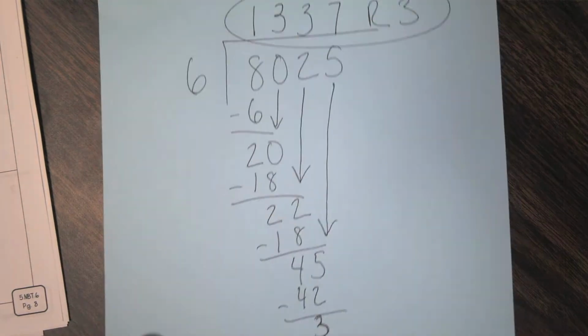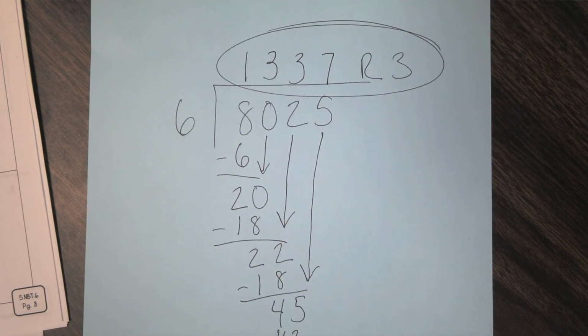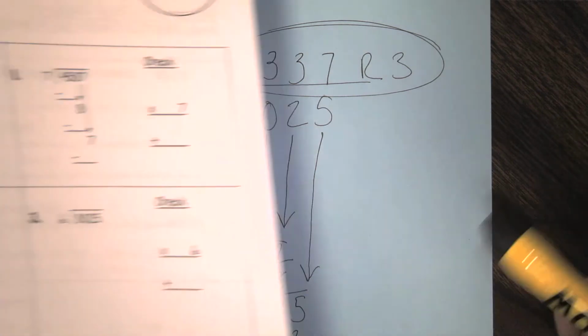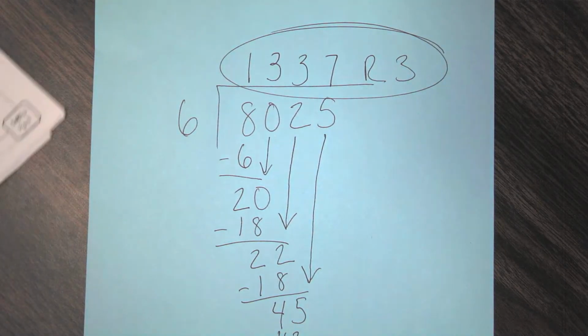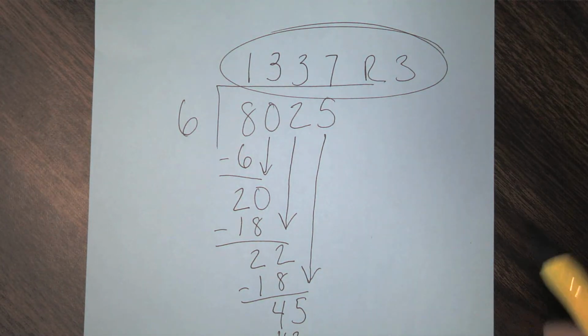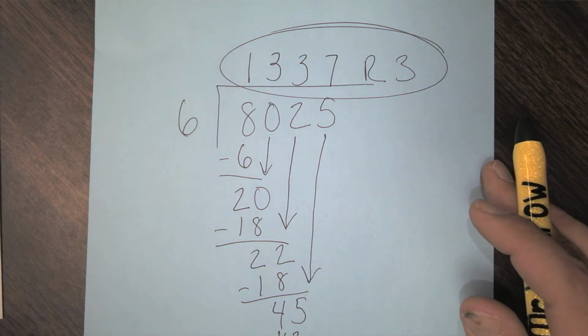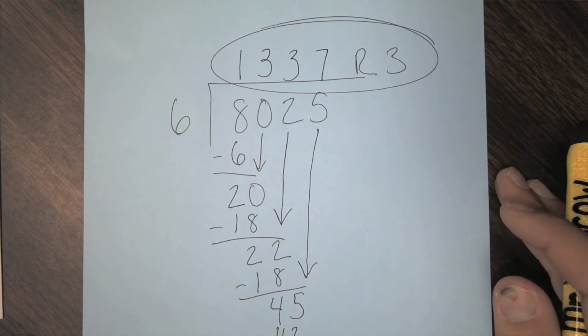So 1,337 with a remainder of 3. Okay, now another way to double check yourself is actually to multiply those numbers out and see what it is. That's a way to check yourself. I'm not going to require that, but it would be a good idea if something doesn't look right to you, just to double check yourself.